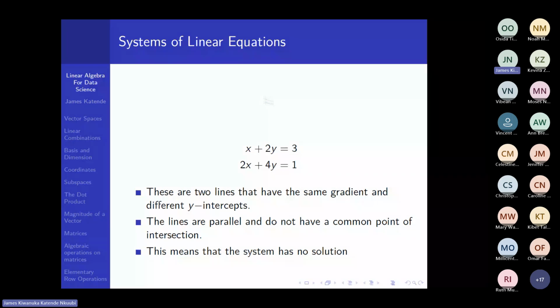And then the last one, there are two lines that are parallel. They have the same gradient, but different y-intercepts. So they don't meet, and therefore there's no solution. I hope that sheds some light on your question. Yes, sure.